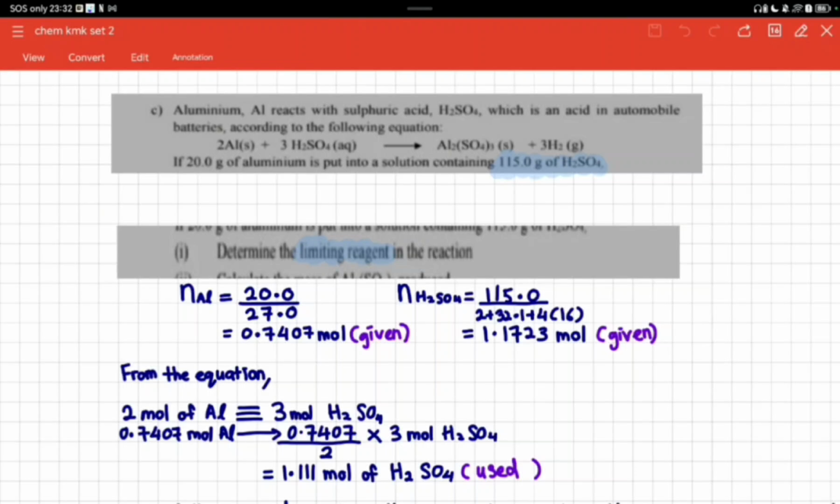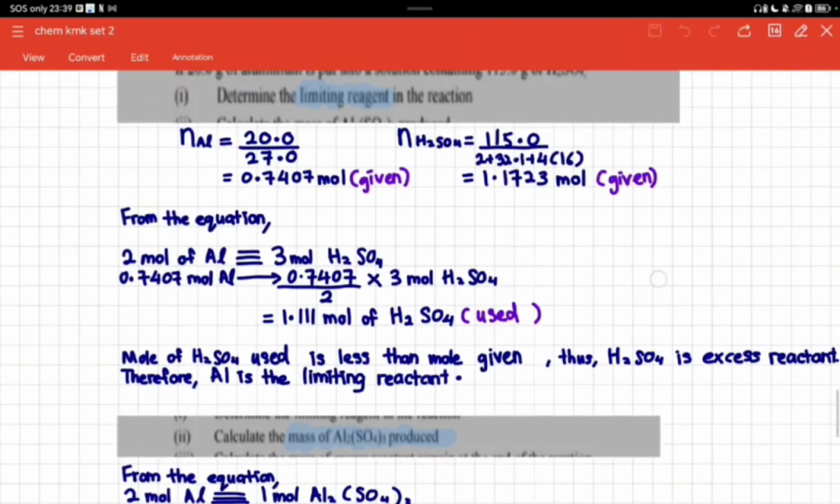Same goes for the number of moles of sulfuric acid. We use the mass given in the question, 115.0 grams of sulfuric acid, and then divide by the relative molecular mass of sulfuric acid, and we get the number of moles given for sulfuric acid. So now we can compare.